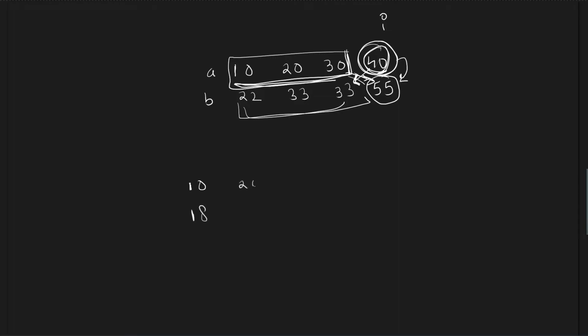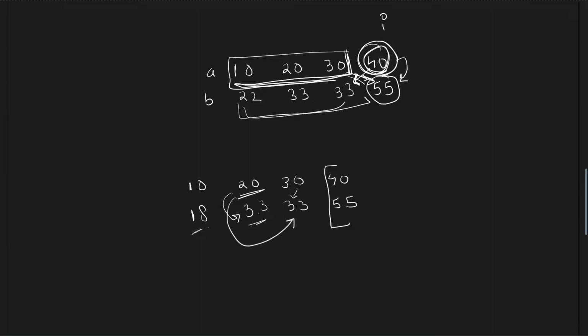18, 20, 33, 30, 33, and 40, 55. So 40 cannot access 33. So this is restricted for all these numbers, right? Now 30 can access 18, 13 cannot access 18, 30 can access 33, and 30 can access 33. Again, 20 cannot access 18, 20 can access 33, and 20 can access 33.